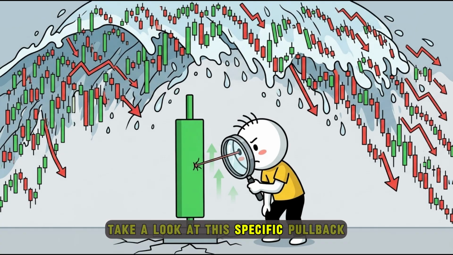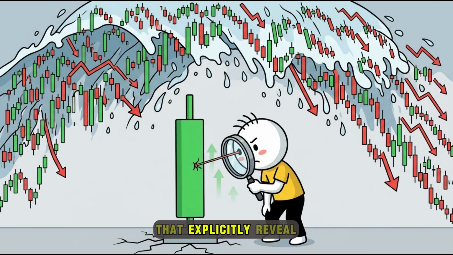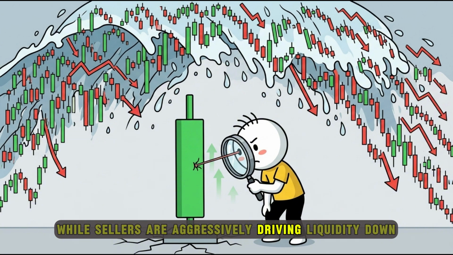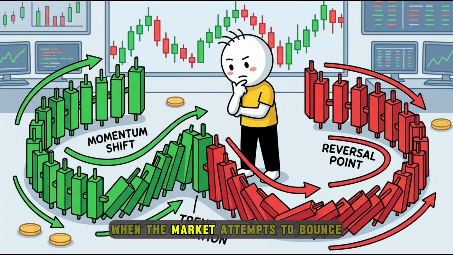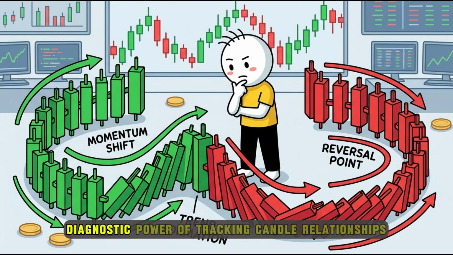Take a look at this specific pullback. The market drops, printing three distinct candles that explicitly reveal the buyers are hemorrhaging strength while sellers are aggressively driving liquidity down. When the market attempts to bounce, it prints a deeply pathetic, weak upward move before instantly snapping backward and crashing. That is the raw diagnostic power of tracking candle relationships in sequence.